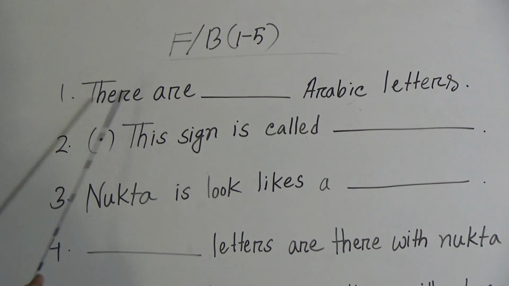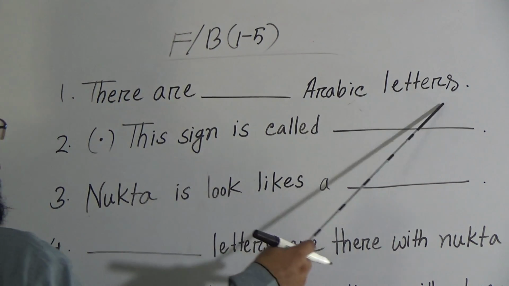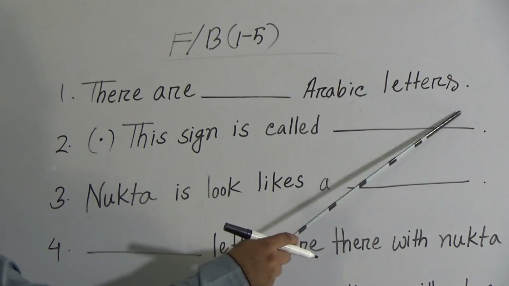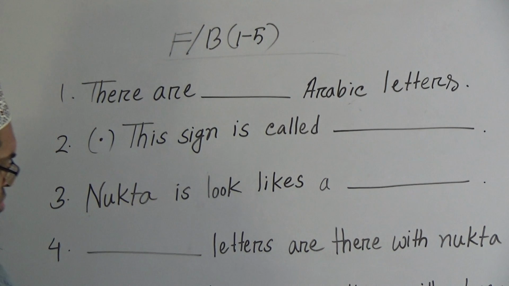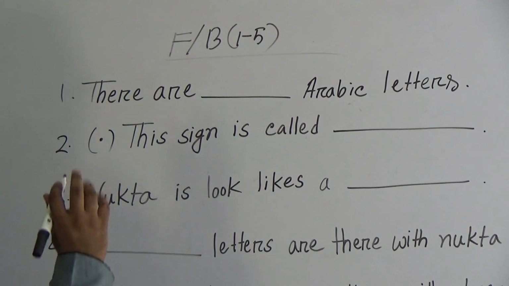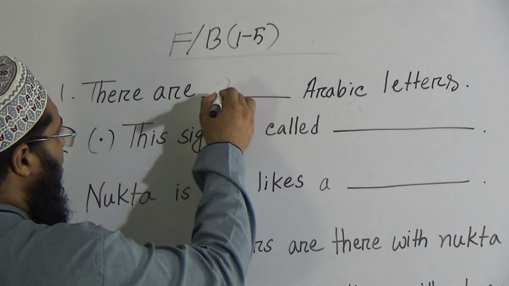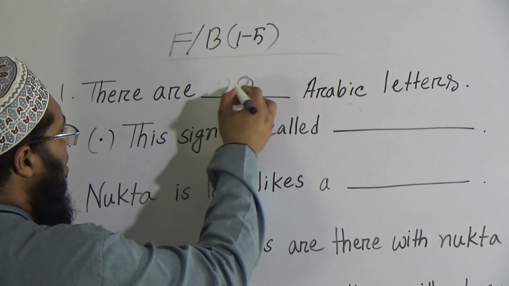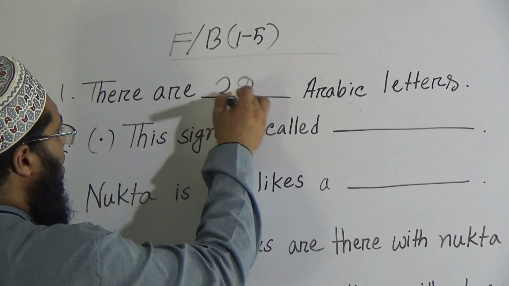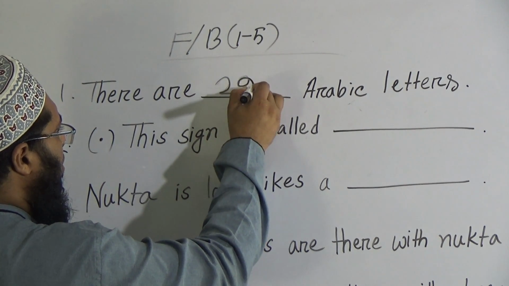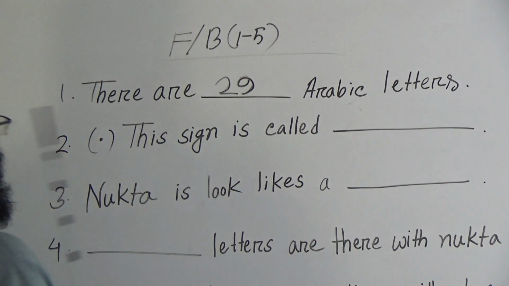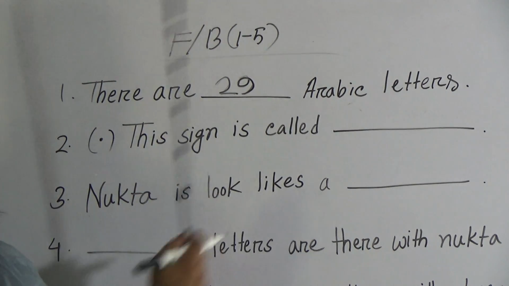Number 1, there are dash Arabic letters. What will be the answer? Yes, you know that there are 29 Arabic letters. In this regard, the answer will be 29. There are 29 Arabic letters.